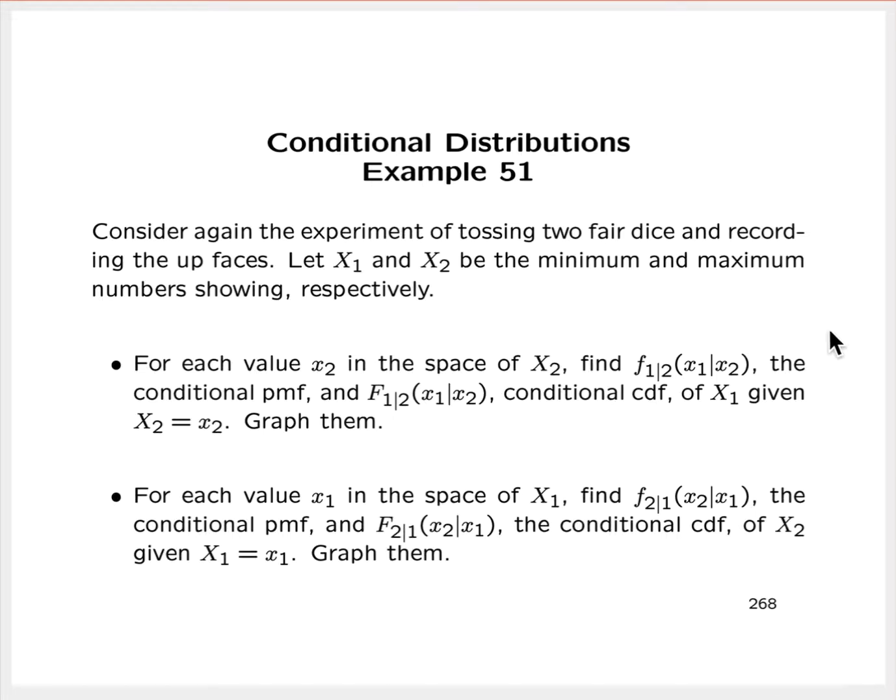Specifically, for each value of x2 in the space of the random variable x2, we need to find the conditional PMF of x1 given x2, as well as the conditional CDF of x1 given x2. And then for each value of x1 in the space of the random variable x1, we're going to find the conditional PMF of x2 given x1, as well as the conditional CDF of the conditional distribution of x2 given x1.